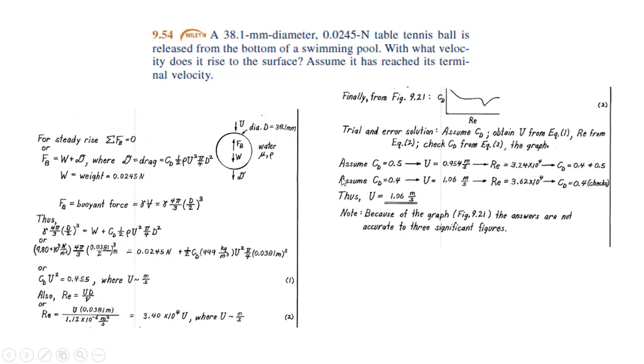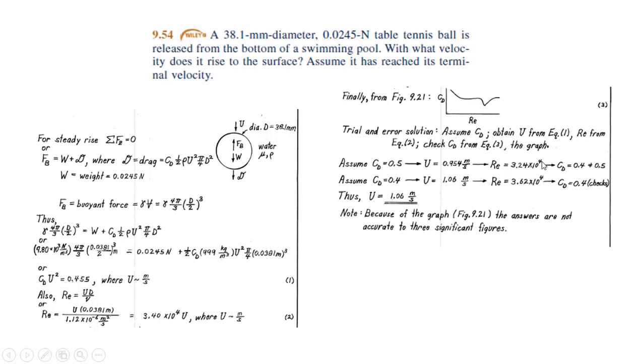For example, in the first step we assume the CD value to be 0.5. So when you put 0.5 in equation number 1, you come up with the velocity, which is 0.954, right? And from 0.954 you come up with the Reynolds number, which is 3.24 exponential 4. Then when you check this Reynolds number on this graph, this chart, this figure, the CD value you get is 0.4. So your assumed value was 0.5, while CD comes out to be 0.4, which is not equal to 0.5. Now this is the first iteration, right?